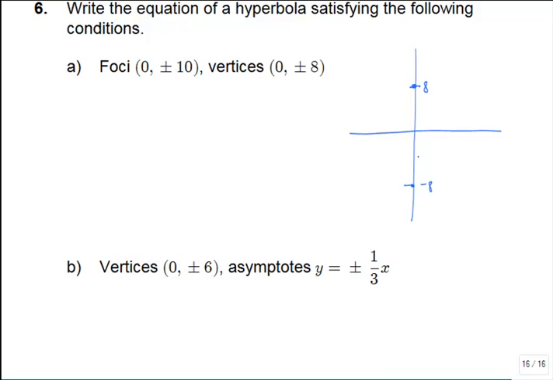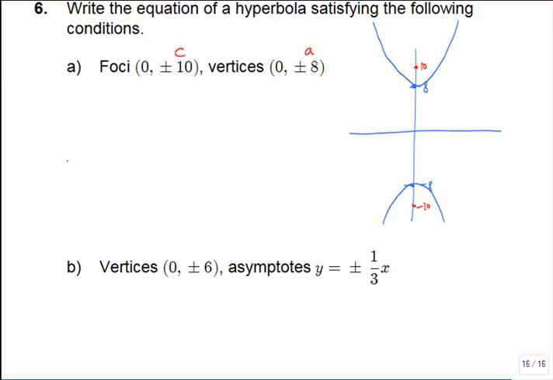And so what this would look like would have to be something kind of like this. And our foci are going to lie inside of those, and we happen to know what the foci are. This is 10, and this is minus 10. So that's your C right there. And remember, for your vertices, those are going to be your A. And which variable should it go underneath?